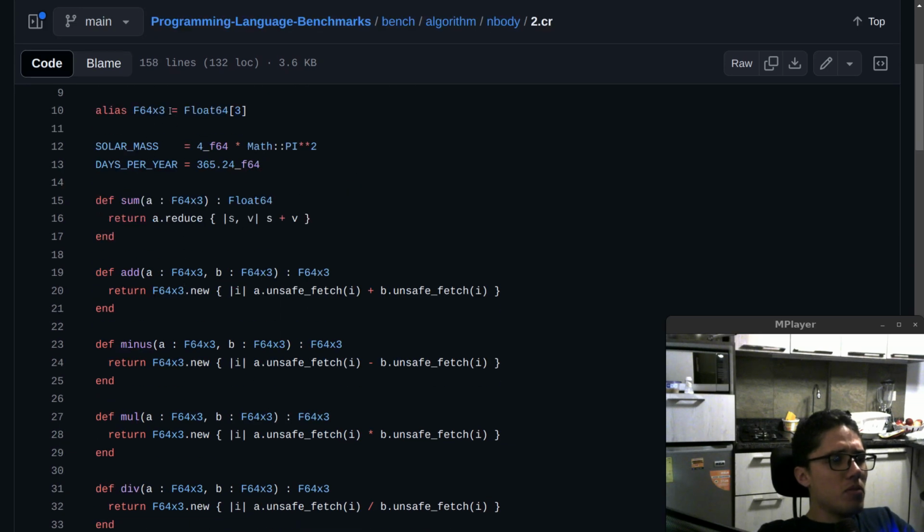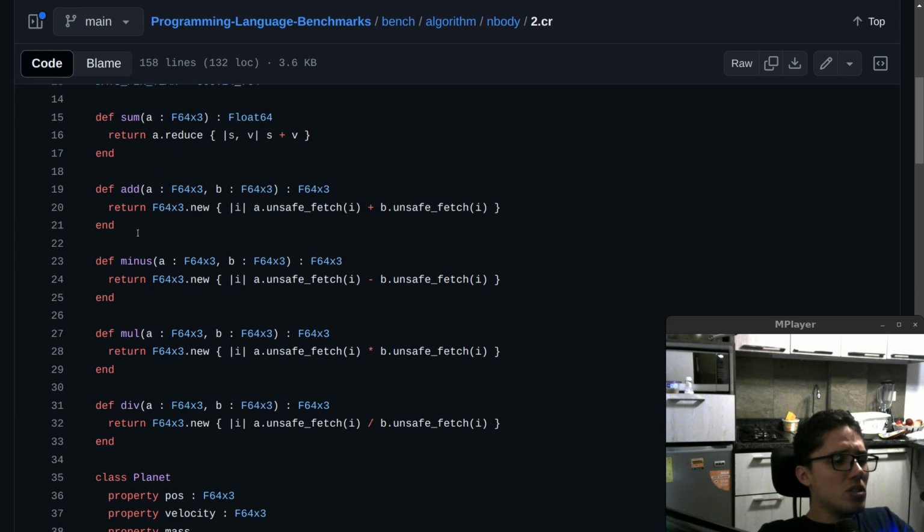Alias float 64. What's an alias? Like a const, like a typedef. F64, like a typedef in C, I guess. Solar mass, math pi. Mm, the other one was cleaner, but okay.